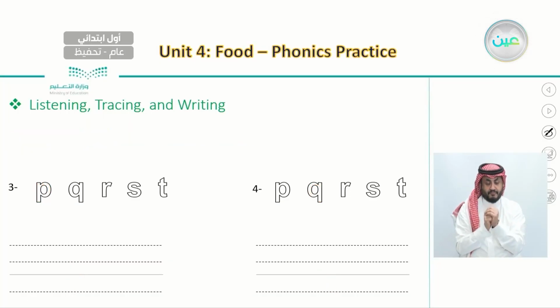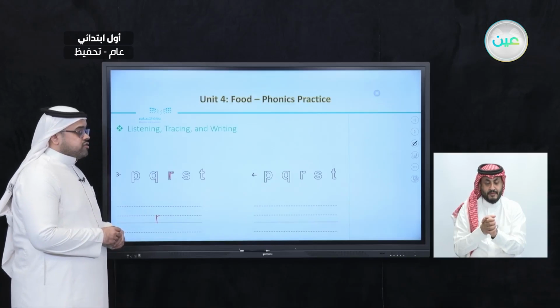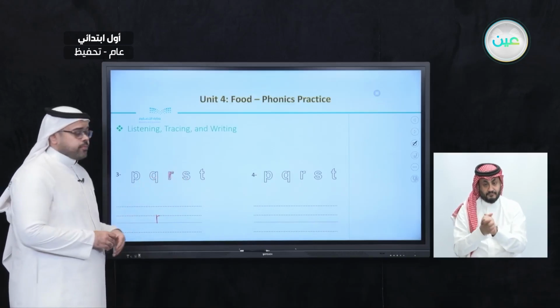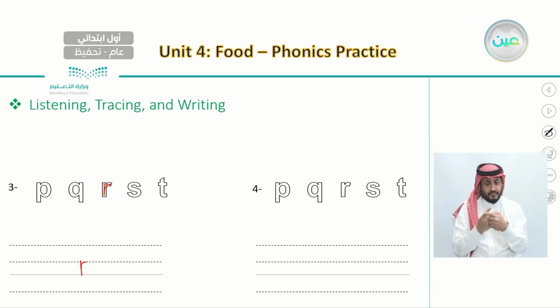Now, let us move on to the third letter. Here we're going to listen and trace and write down the letter as well. Number 3, the letter is R. Very well. So we go here and we trace letter R, and after this, we write it here on the line. Letter R. Now let us go to number 4. Now let's listen to the fourth letter. The fourth letter is S.